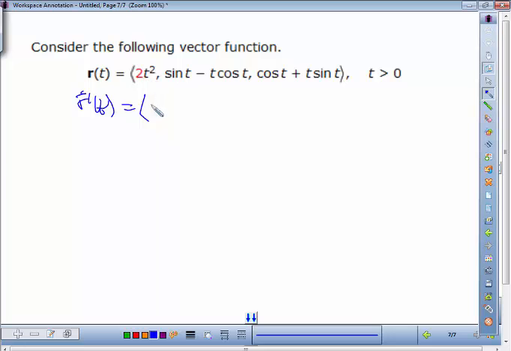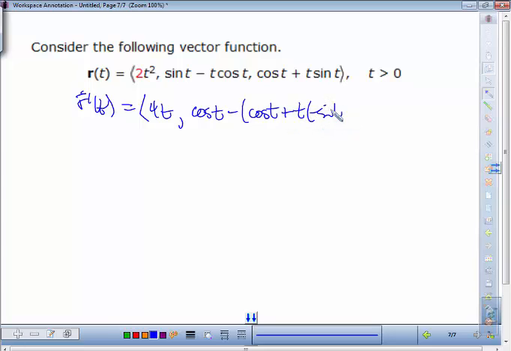So let's take the derivative. This is 4t, and then the sine. Derivative of sine is cosine t. Now we have to do a product rule: derivative of the first times the second plus the first times the derivative of the second. Might want to simplify that before I move on. And then the same business over here. Derivative of cosine is negative sine t, and then I have the product rule again.